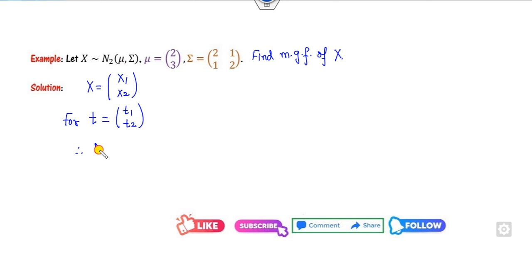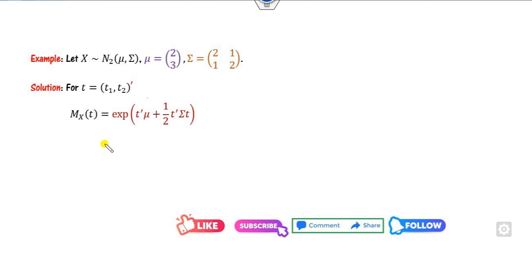So what is the definition of the moment generating function? This is e raised to the power t transpose mu plus half this value. So I can substitute this quantity. What is that? T transpose into mu, that is t1, t2, and mu is 2, 3. So what is the answer of this? When you multiply them, 2t1 plus 3t2. So this is the value of this.